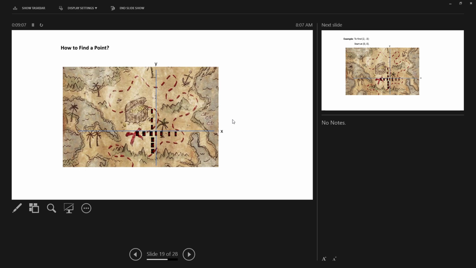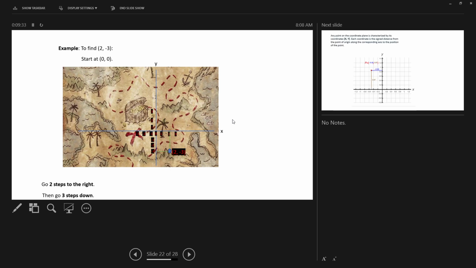Now, how to find a point? For example, we want to find the point (2, -3). So we start at the origin. We go 2 steps to the right, and then we go 3 steps down, and we find the point (2, -3).